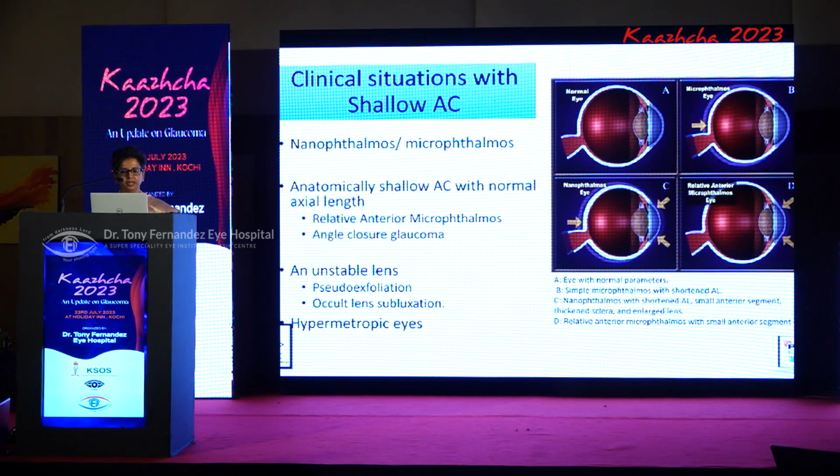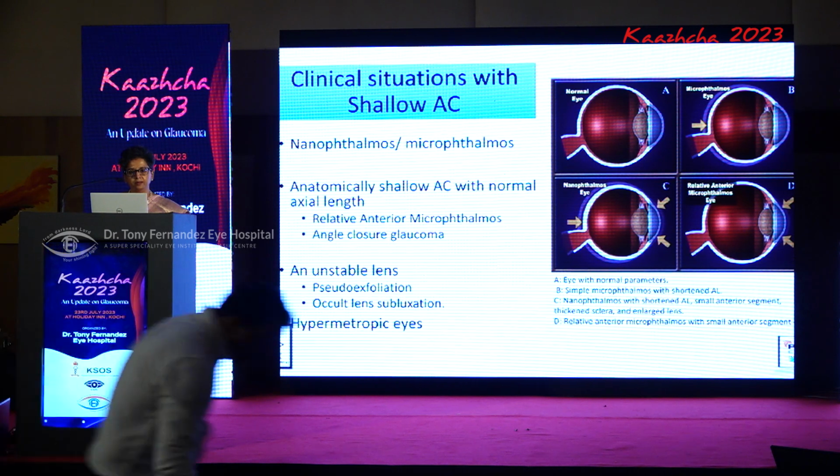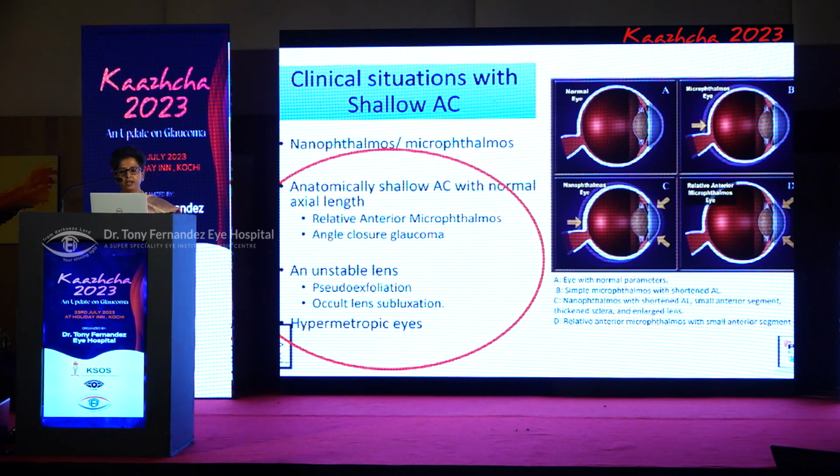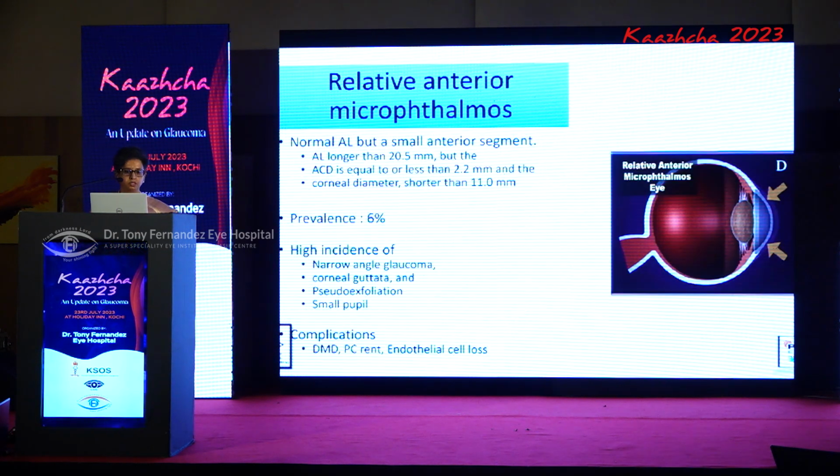So there are various clinical situations where the AC is shallow. The extreme is nanophthalmos, microphthalmos, but the more common ones are anatomically shallow ACs with normal axial length, that is relative anterior microphthalmos and angle closure glaucoma, and where you have an unstable lens, that is pseudo-exfoliation, and many times you have a hidden lens subluxation. The lens is the one which is making the AC shallow, and certain hypermetropic eyes. So I'll restrict my presentation to this subset, not to the nanophthalmos, microphthalmos subset.